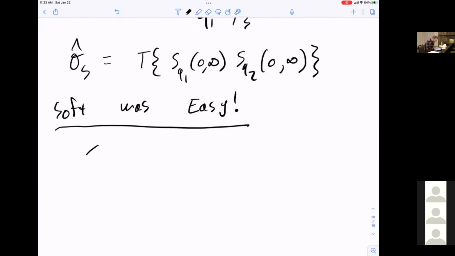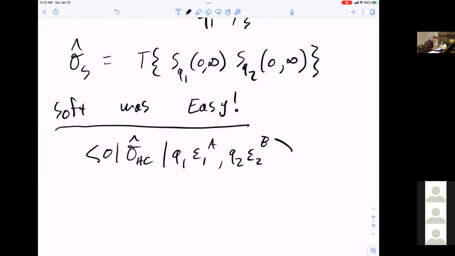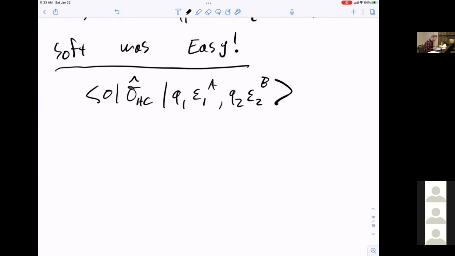Now I have to deal with my hard collinear matrix element. And immediately I'm going to see something. I have some operator, I have a vacuum. So I need something that's going to destroy these two states, right? And what destroys a state?